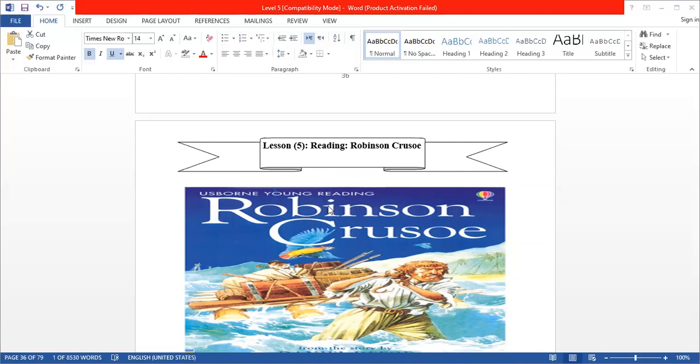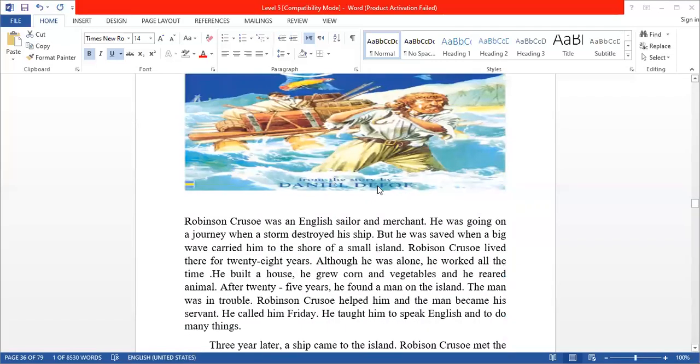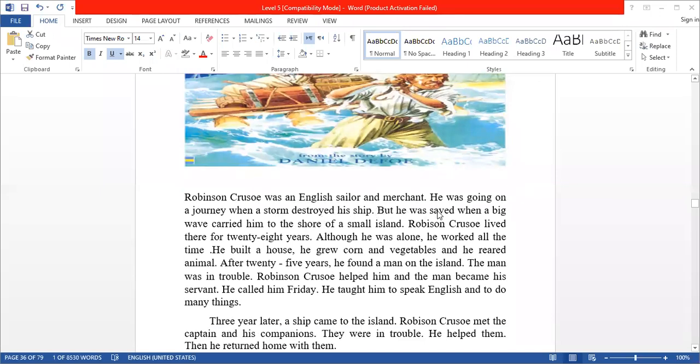Robinson Crusoe. Robinson Crusoe was an English sailor and merchant. He was going on a journey when a storm destroyed his ship. But he was saved when a big wave carried him to the shore of a small island. Robinson Crusoe lived there for 28 years. Although he was alone, he worked all the time. He built a house, he grew corn and vegetables, and he reared animals.